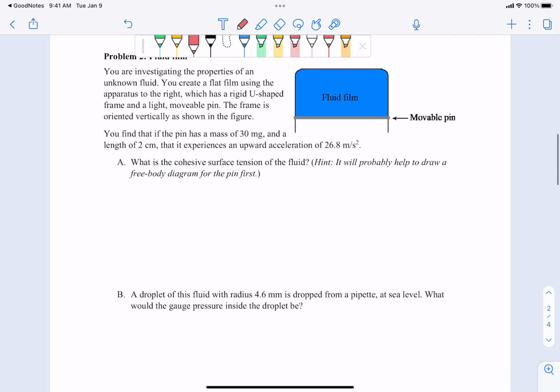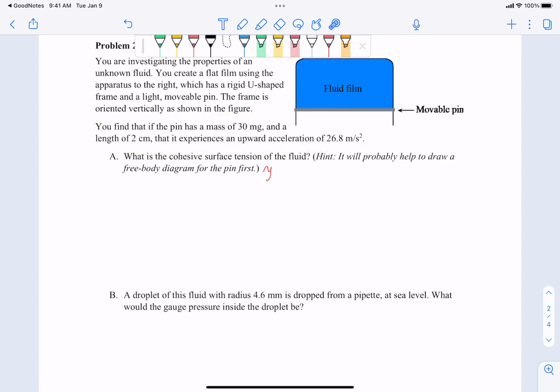So part A is asking us for the cohesive surface tension of the fluid, right? So we're just looking for gamma, right? Now, how can we come to this value based on the information given to us? So we have mass, right? We have the length, and we also have acceleration. Any ideas as to how we can go from this information here to something a little closer to gamma?